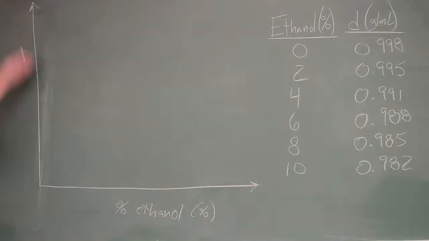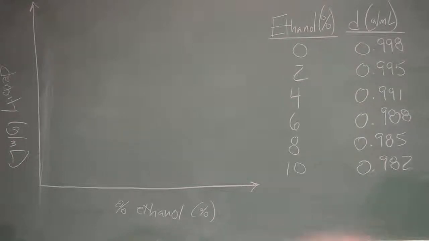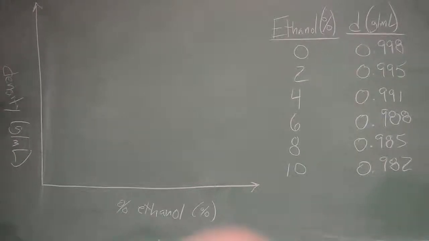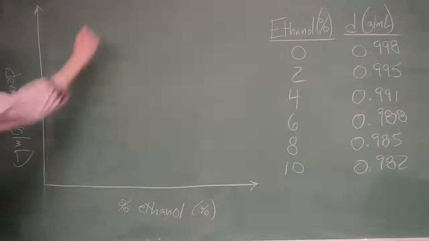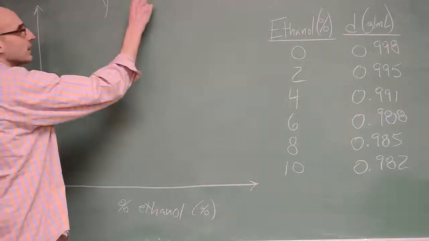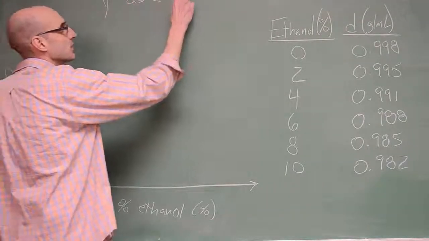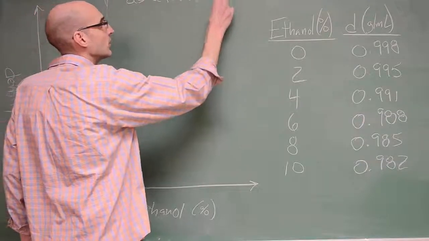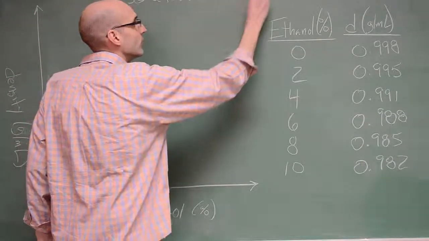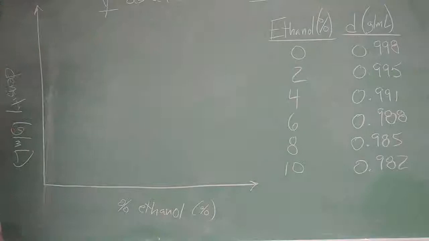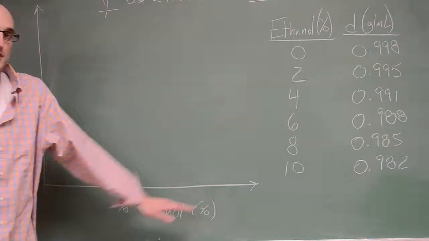On the y-axis, we are going to have our density. And we're also going to make sure that our unit is in parentheses. Okay? Whenever you're graphing something, it is always y as a function of x. So in this case, it is density as a function of percent ethanol.